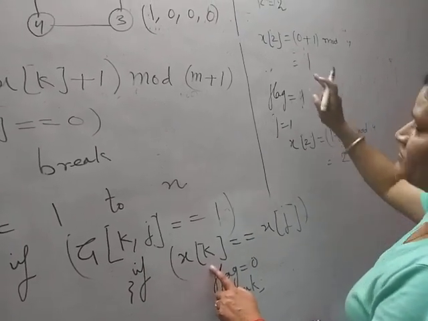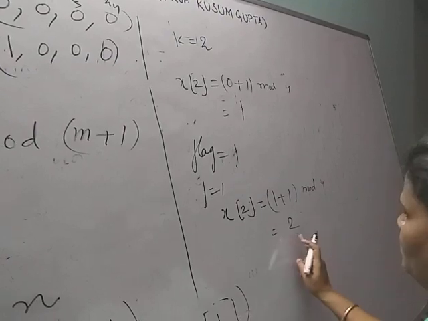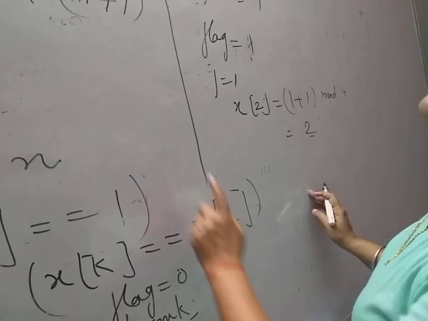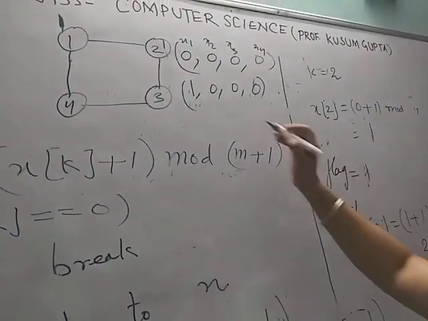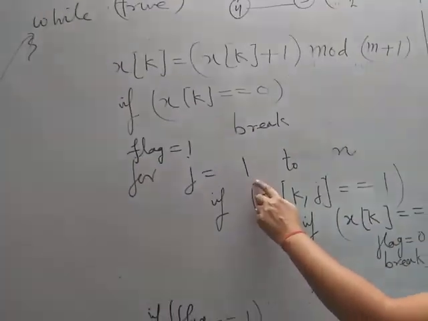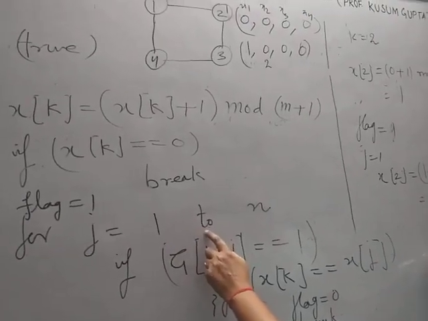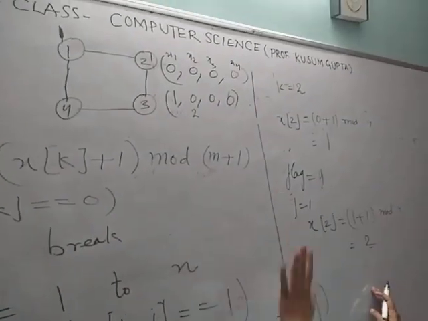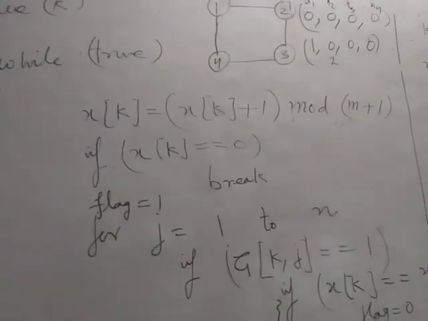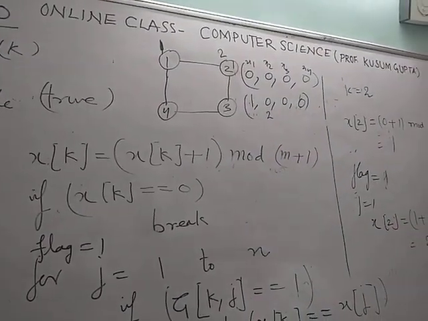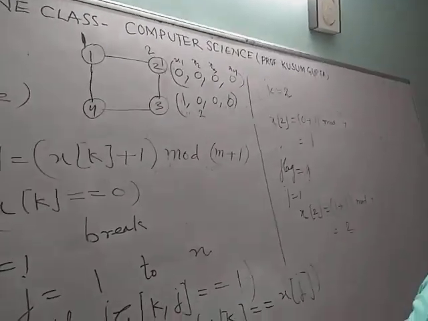X2, the color of the second vertex, the new color of the second vertex is 2. And xj, the first vertex, is 1. Just here this is 2 and this is 1. Both are not the same, so this condition is false. Now the value of j is what? 3. So here j is 3, all are 0. So this will work, and the value of flag is 1 and it will come out of the outer loop. So the second vertex is colored with 2, and so on.